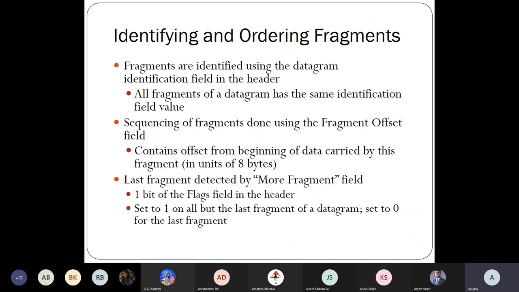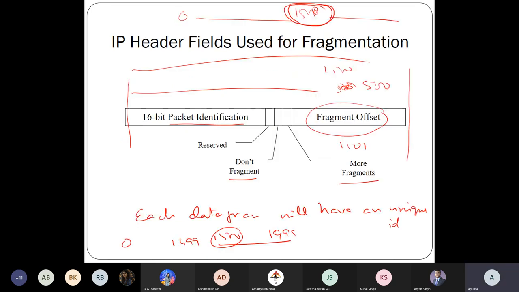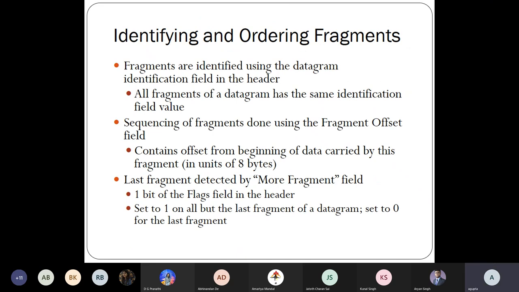So here's a quick description. Fragments are identified using the datagram identification. When I break a datagram, every datagram has a unique ID. In all fragments of the datagram, I'll put that same unique ID to say all these fragments belong to the same datagram. So first of all, I identify that these 5 packets that have come are actually part of the same datagram because they have the same identification. And then the sequencing I will do using the fragment offset. As I said, the fragment offset contains the offset from the beginning of the data carried by this fragment.